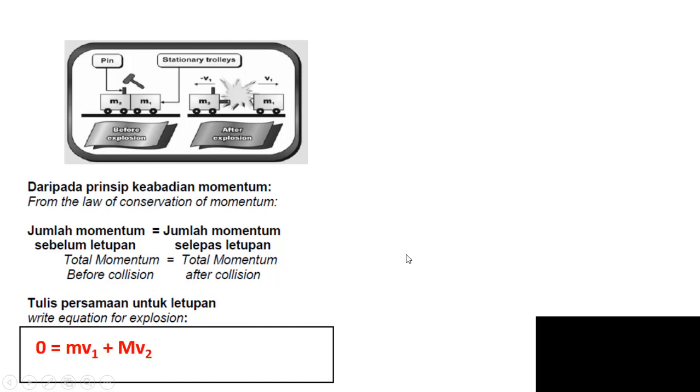So for the explosion, we have 0 on the left, which means total momentum before the explosion, when both are at rest. Now after explosion, what happened? Trolley m1 moves to the left, so it has a momentum of minus m1v1, and the second trolley moves to the right, so the momentum is m2v2. So we have this equation: 0 equals m1v1 plus m2v2, so m2v2 equals minus m1v1, which means both have the same momentum but in opposite direction.